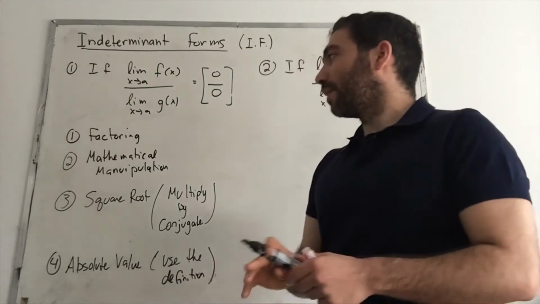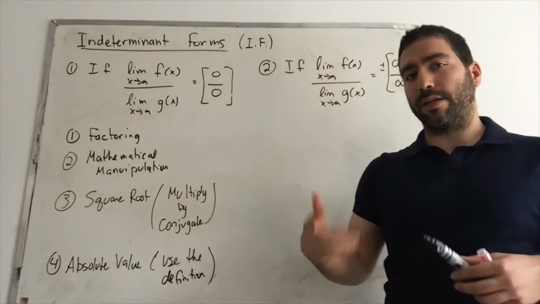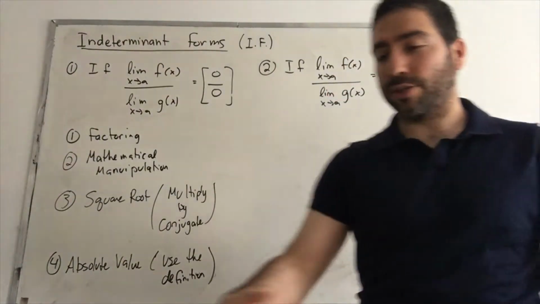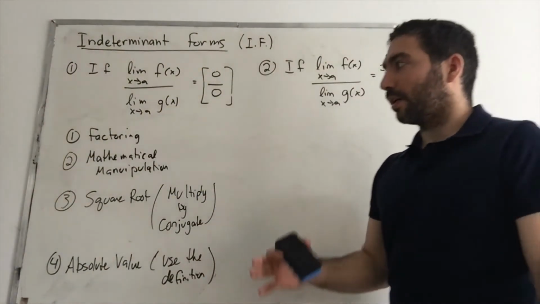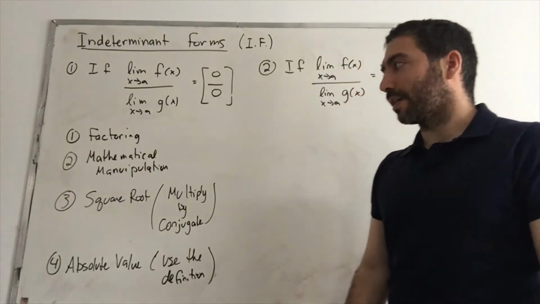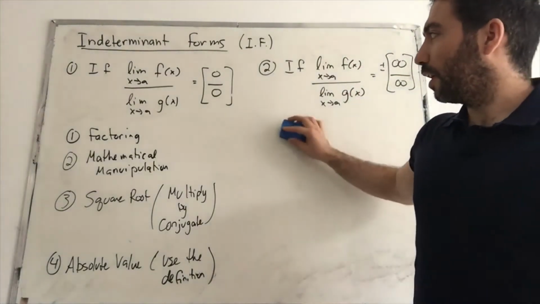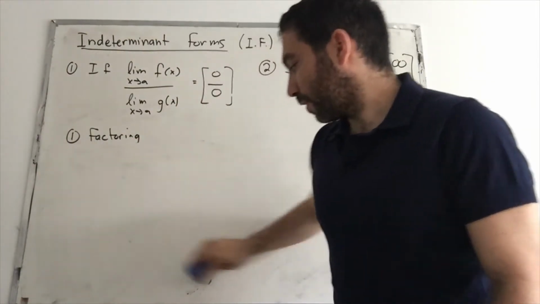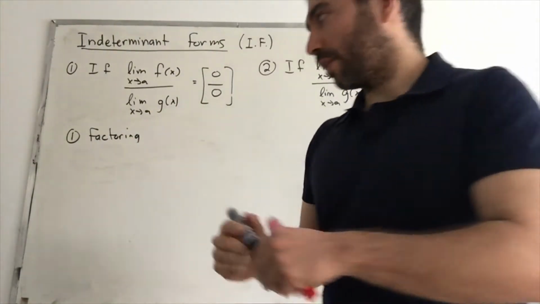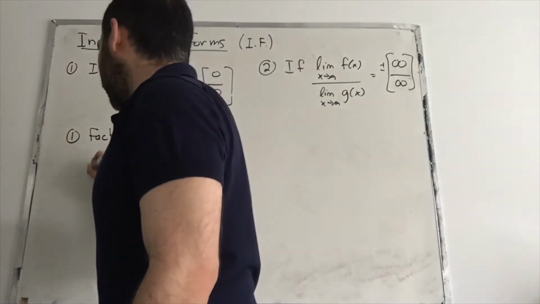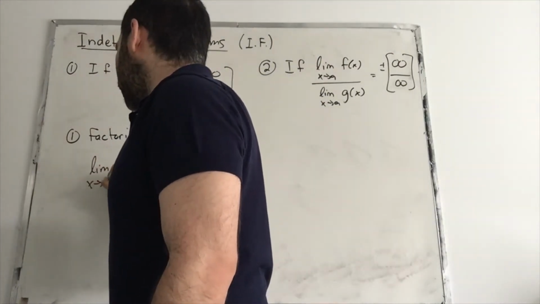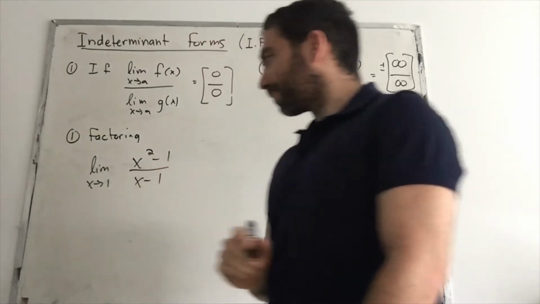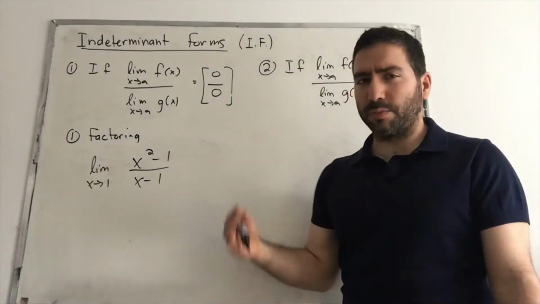Okay, so we're going to take a look at all these cases here and work on some examples. So let's begin with factoring. We actually saw the example, the last one we looked at was a factoring example. So let me erase this and rewrite the example. So factoring, we have the limit as x approaches 1 of, I believe it was, x squared minus 1 over x minus 1. And we did direct substitution.